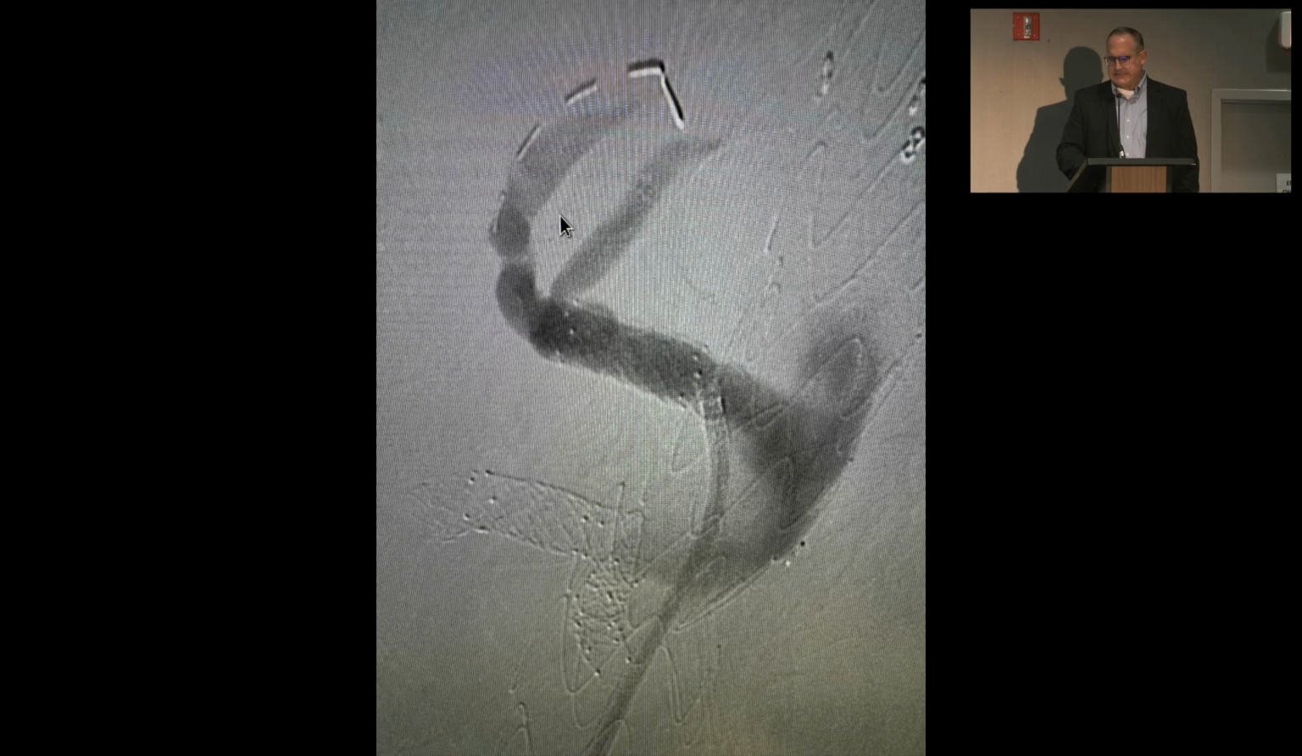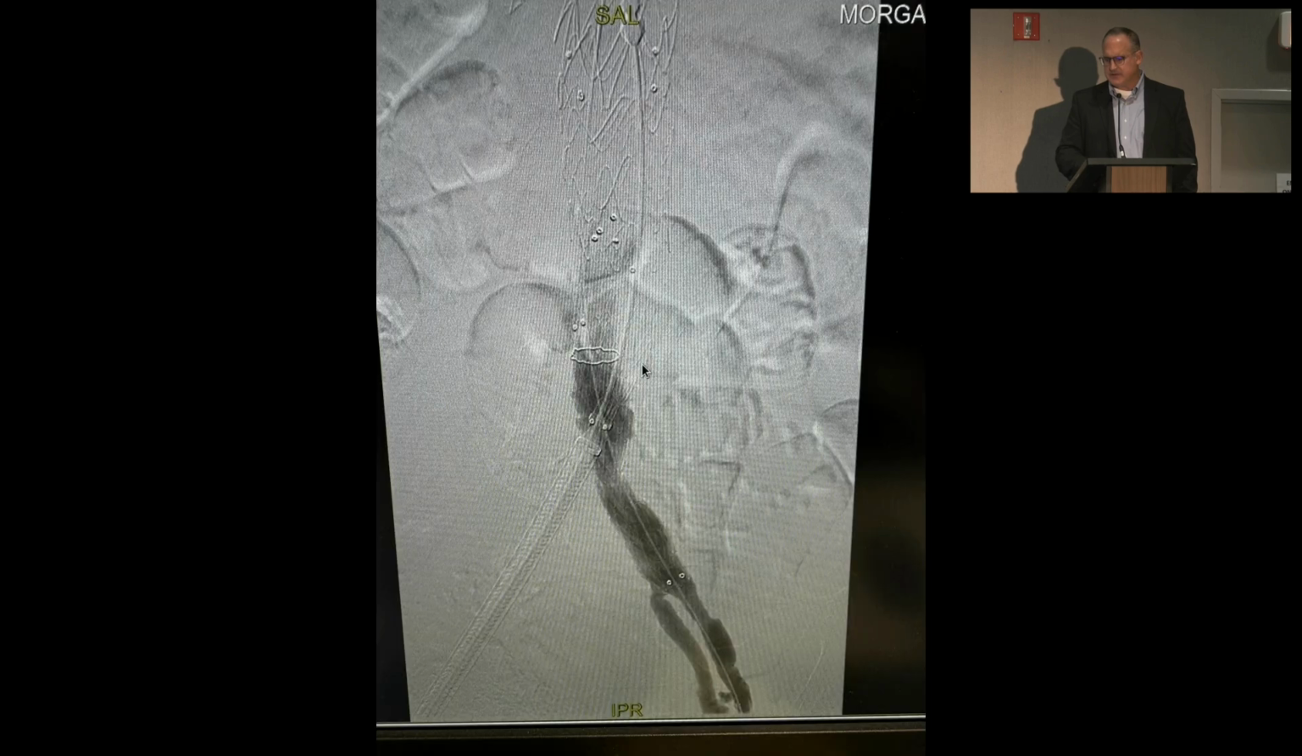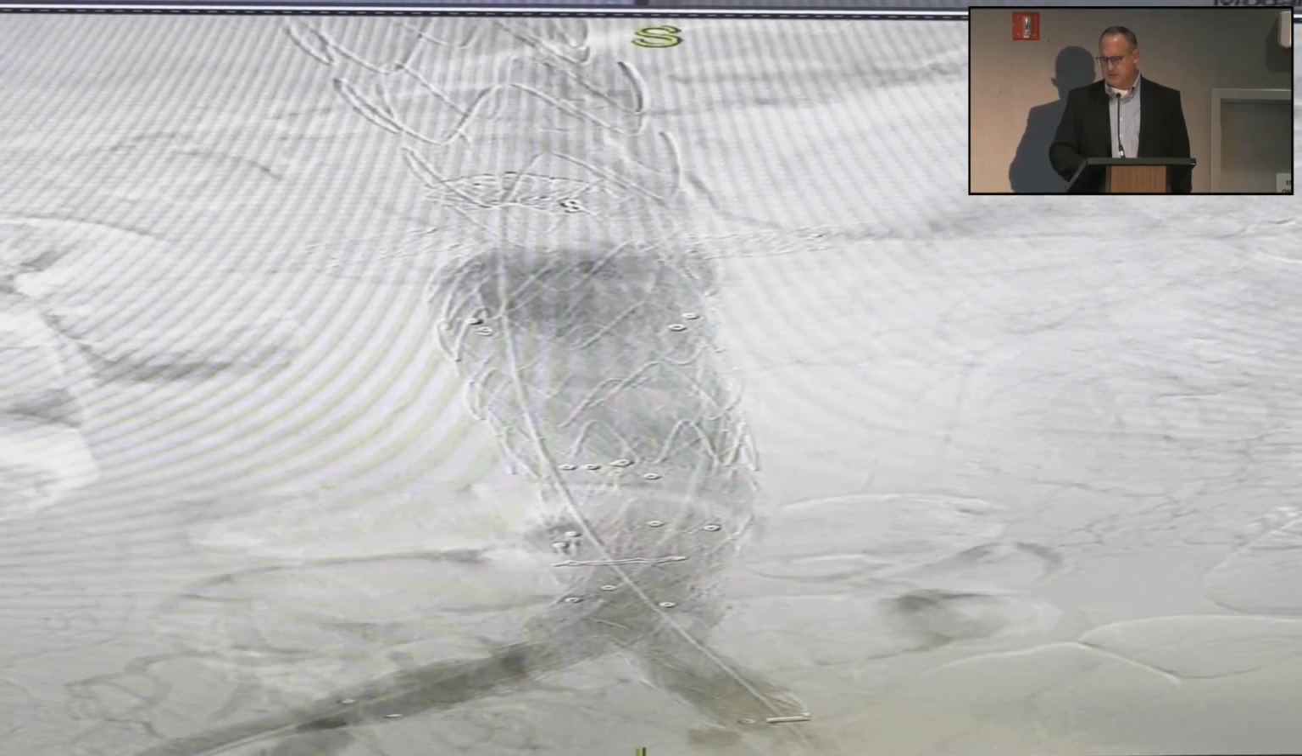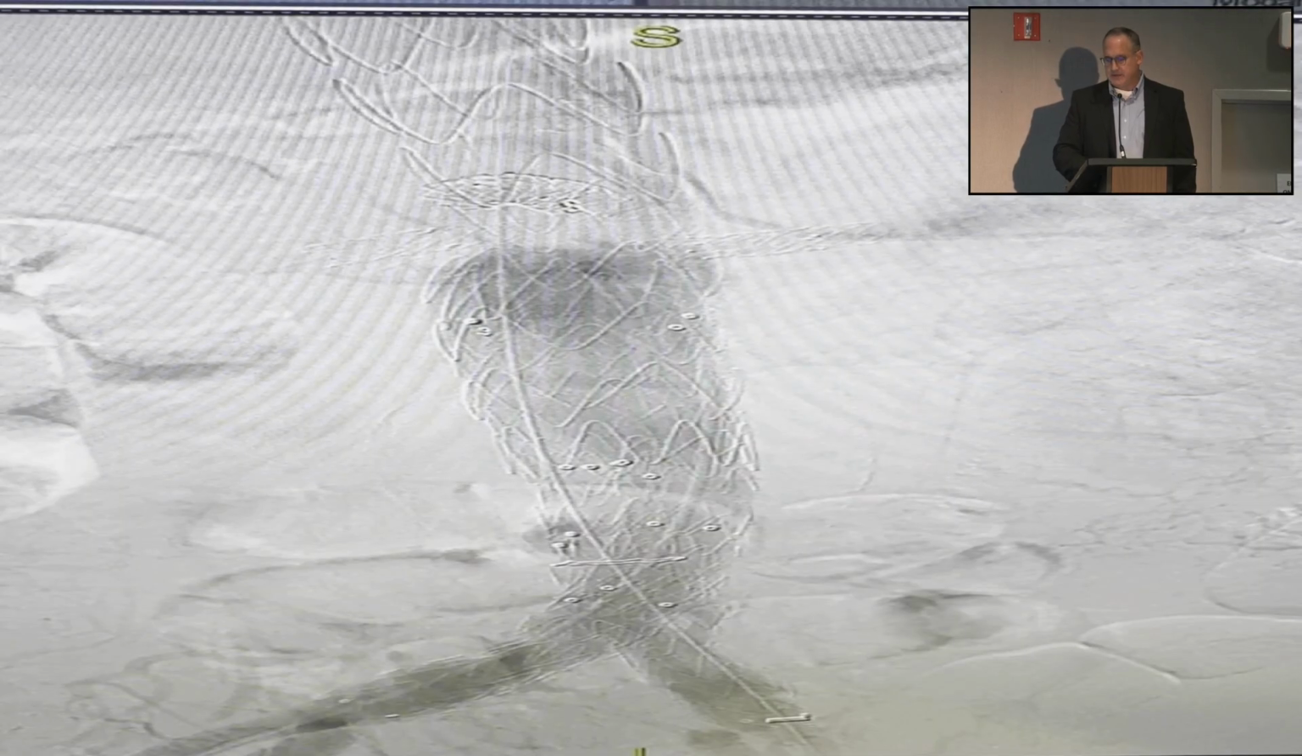Then we add an additional covered stent back into the main body of the endograft, and that is your fenestration. You complete the 2 iliac limbs, and you should get a nice picture that looks like this at the end, where you're excluded and everything is perfusing.